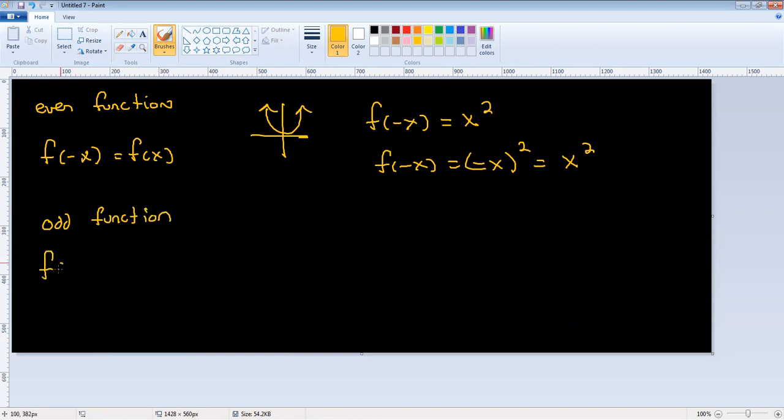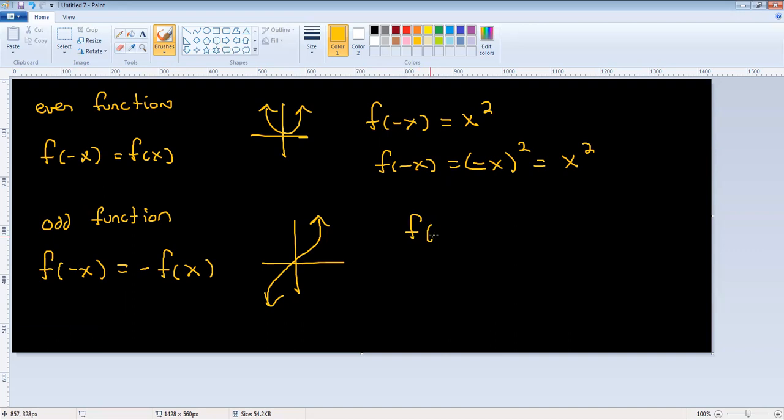What about an odd function? What about something like this? Well, if you plug in a negative number, you should get a negative in front of the function. An odd function would look something like this. Okay, so there we go, we have that.